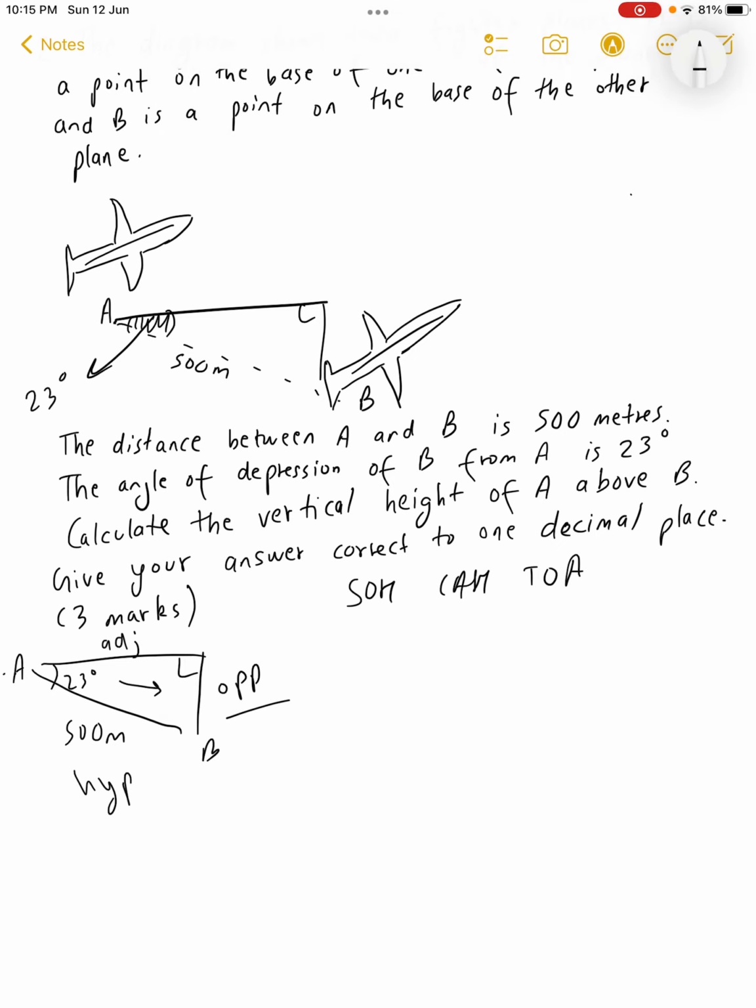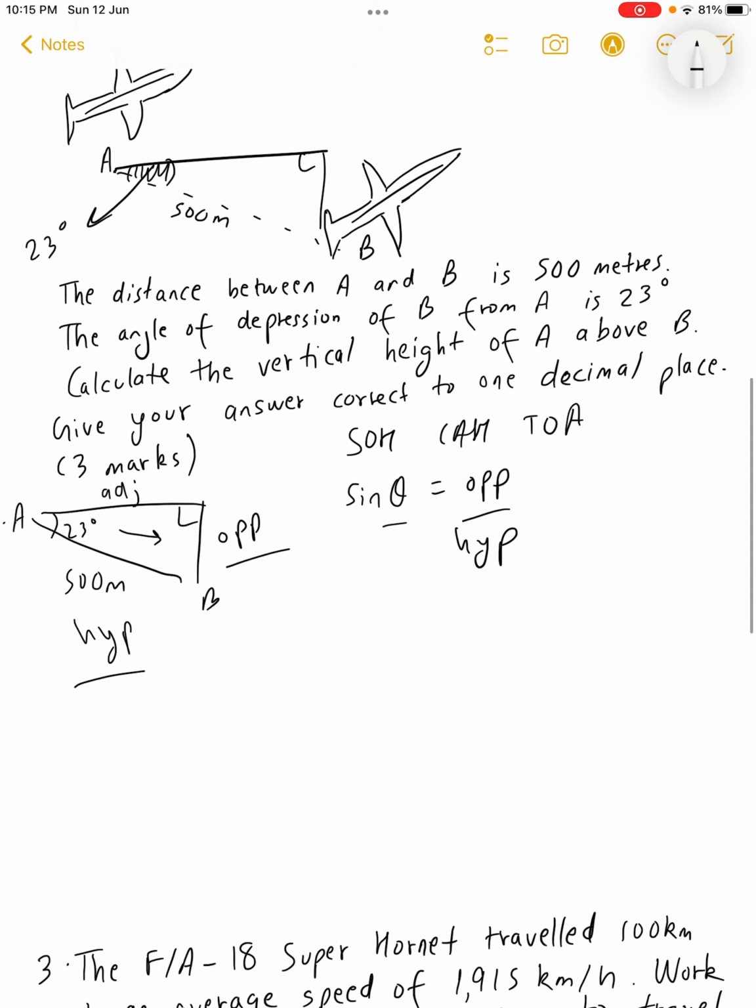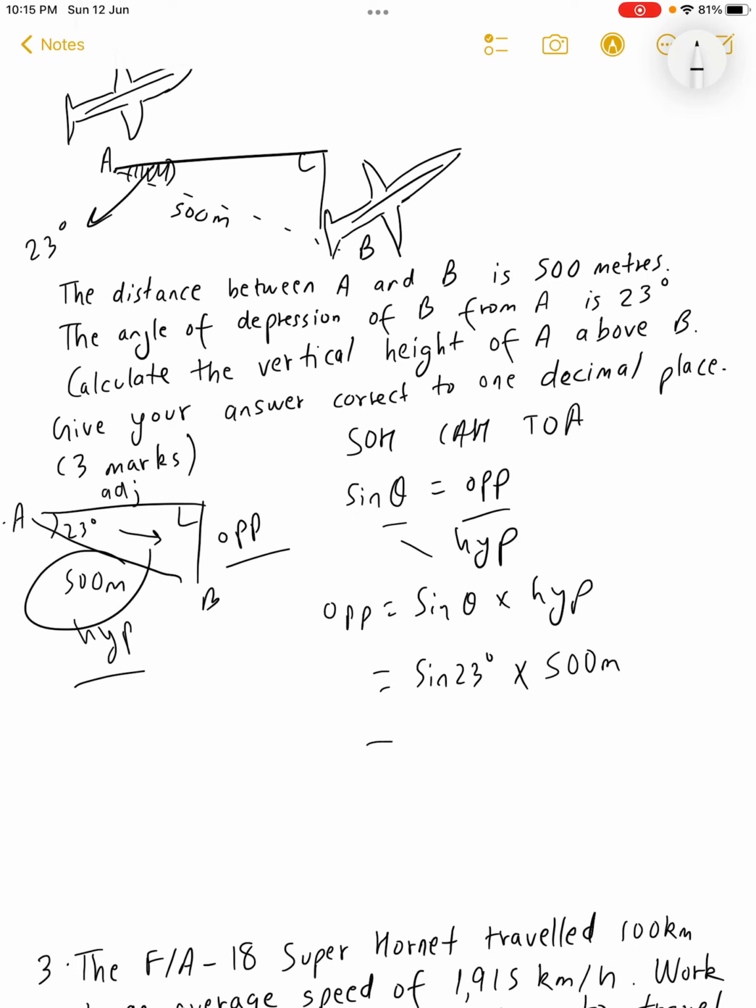So we have to find out this opposite side. What's connecting opposite and hypotenuse? That is sine. So you know sine theta is equal to opposite divided by hypotenuse. Hopefully this should be simple enough to understand. Now you're given the angle is 23 degrees. You just need to do opposite is equal to sine of theta times the hypotenuse. So in this case, that is sine of 23 degrees times the hypotenuse that is given to us as 500 meters. So you have sine 23 times 500.